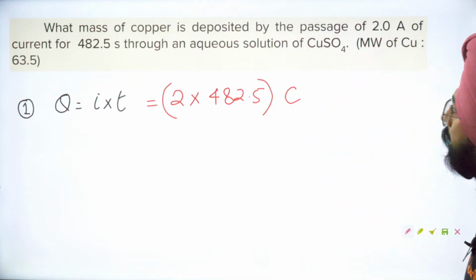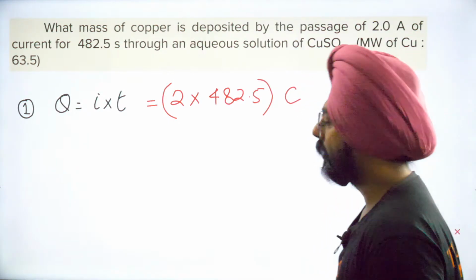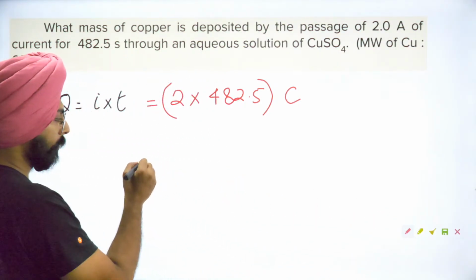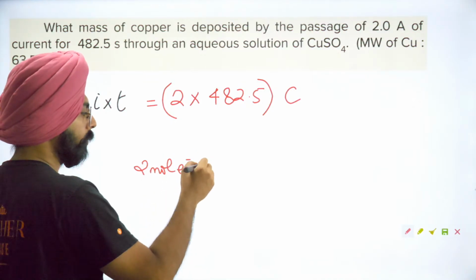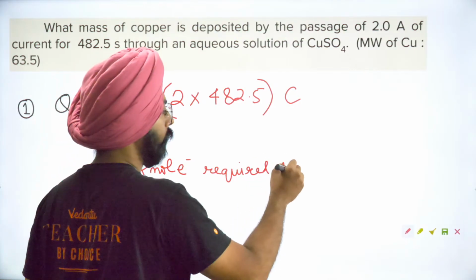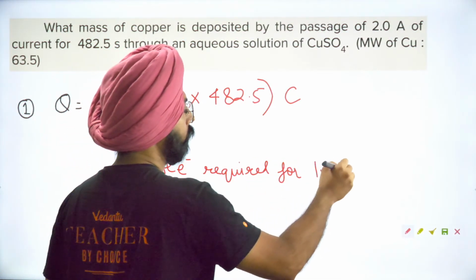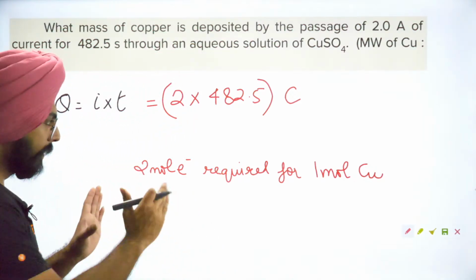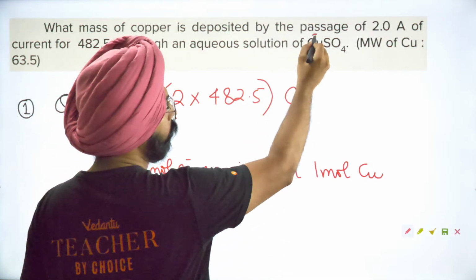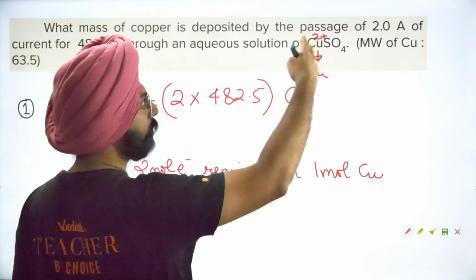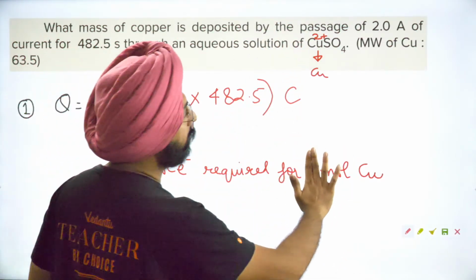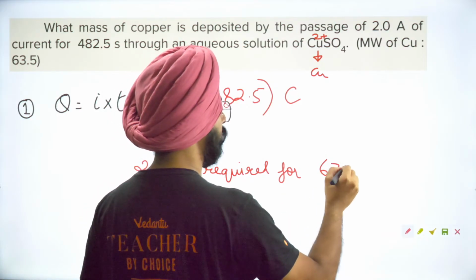Yes. Now what is written here? What mass of copper is deposited by the passage of this? Look, it's a simple thing. Let's write it down. Okay. 2 moles of electrons required for 1 mole of copper, isn't it? This is what we had understood just a little while back, because copper has to go from Cu2+ to copper. So this process will need 2 electrons here. So 2 moles of electrons are required for 1 mole of copper. 1 mole of copper can be written as 63.5 grams of copper.